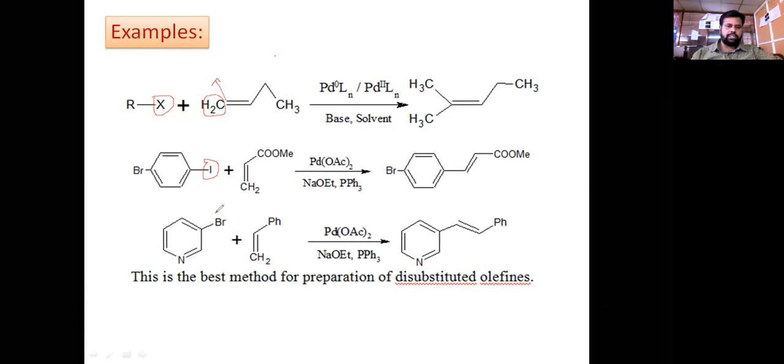So here also you can see the bromine and this ethyl group. So here also you will get a bond formation in between these two. Here also in between these two bond formation. Here also the bond formation in between these two. So this is the best method for preparation of di-substituted olefins, right?